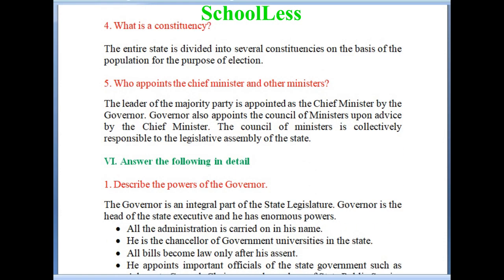Coming to question 4, what is a constituency? The entire state is divided into several constituencies on the basis of the population for the purpose of election is the right answer. 5. Who appoints the chief minister and other ministers? The leader of the majority party is appointed as the chief minister by the governor. Governor also appoints the council of ministers upon advice by the chief minister. The council of ministers is collectively responsible to the legislative assembly of the state.